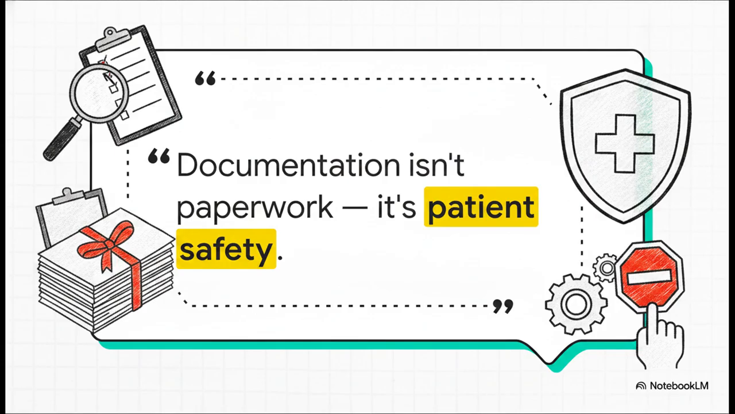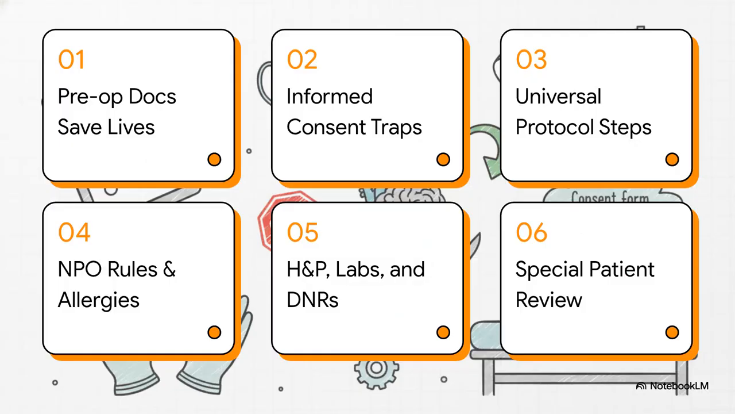Every single document you review before a case is a vital checkpoint. If just one of those documents is wrong or missing, you, the CST, have the absolute power and the duty to stop the line. You are the final line of defense, preventing catastrophic errors, like wrong patient or wrong site surgeries.